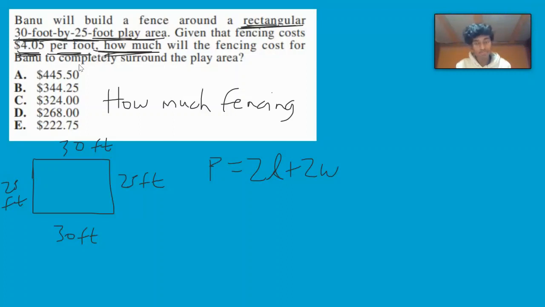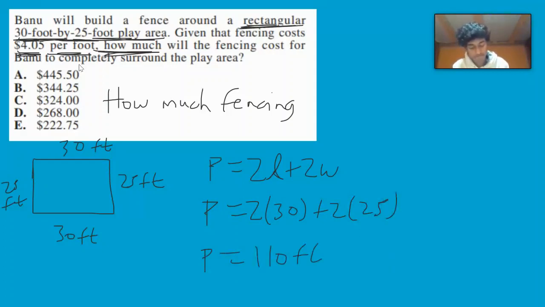We don't even need to draw this picture, really. The picture is to show you what this looks like, but you don't really need to draw it. If you just have the formula, you can find the perimeter this way: 2 times 30 plus 2 times 25, which is 110 feet. So our perimeter is 110 feet.